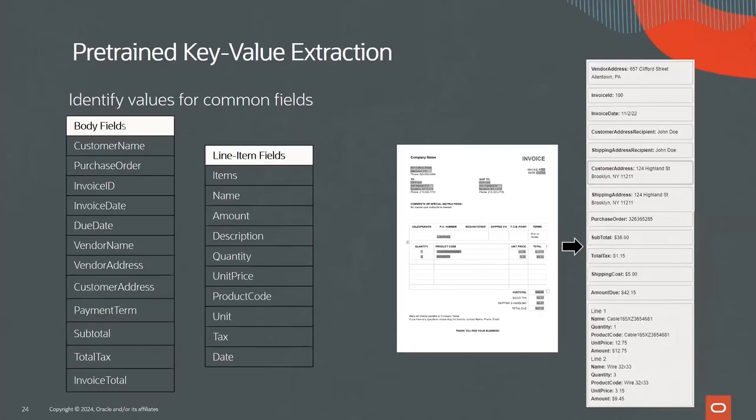So if I look at invoices, it is extracting more than 29 common fields, which you would like to extract. Fields like purchase order number, invoice ID, due date, vendor address, as well as line items, things like quantity, unit price, tax, and so on. So you can utilize this service.